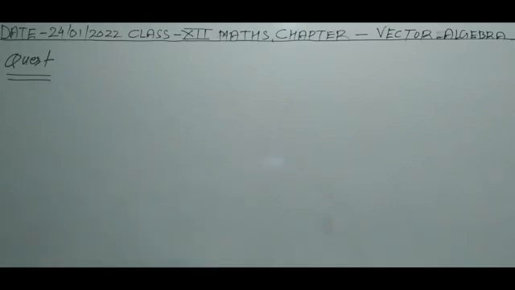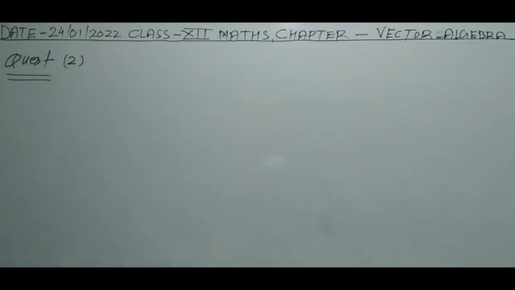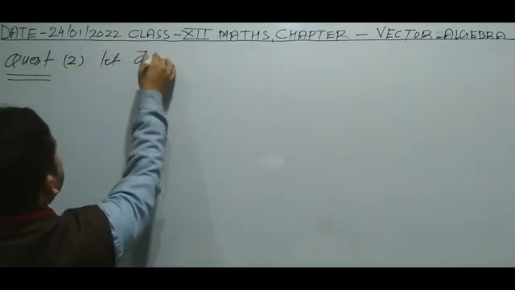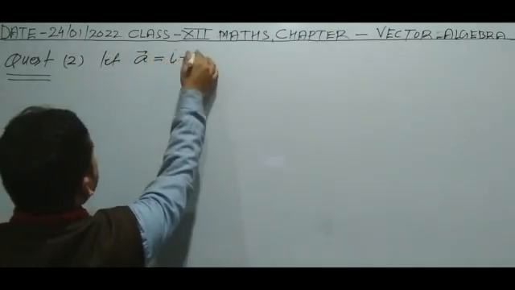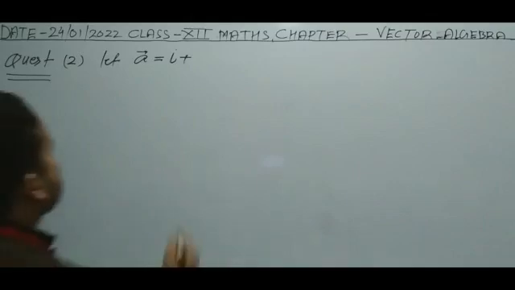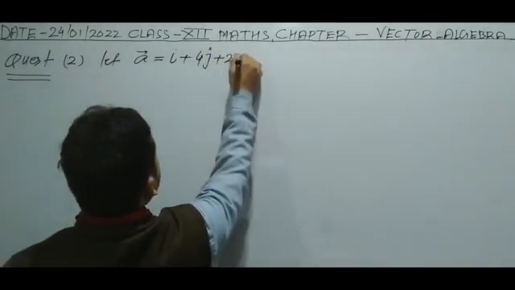So in this question, first of all, question number 2: let vector a be equal to i plus 4j plus 2k.